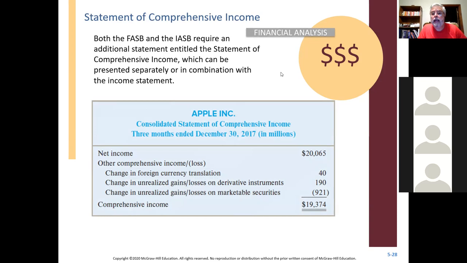Additional information is necessary in order to communicate the ability of a company to earn income. So what has happened is a measurement called comprehensive income has been developed. And as a result, we have this statement of comprehensive income. And all we're doing is taking the net income number and including other elements.